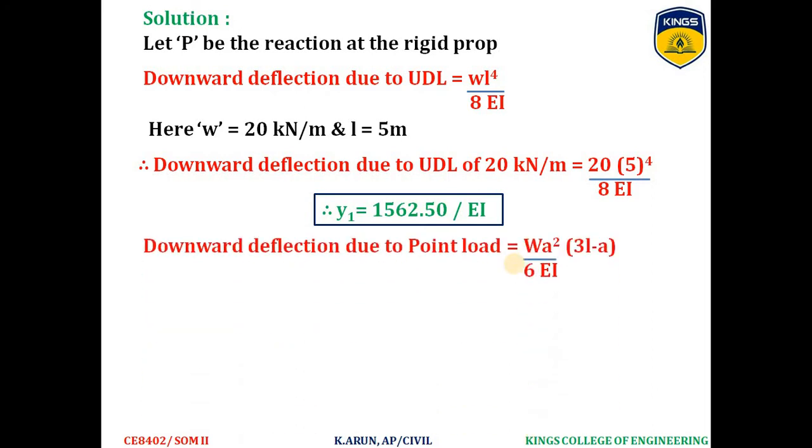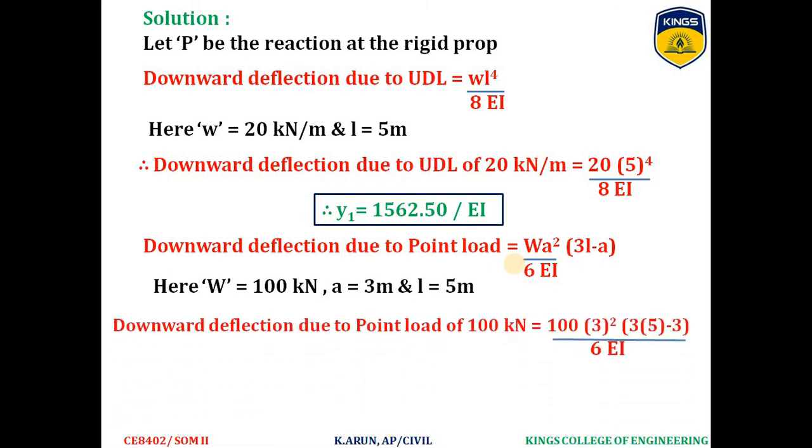Next, I am going to calculate the downward deflection due to point load. So the formula is WA square by 6EI into 3L minus A. So here W is 100 kilonewton, A is 3 meter and L is 5 meter. So I am substituting the values of W, A and L in the above formula. So W is 100 into A is 3, so 3 square, again L is 5, so 3 into 5 minus 3, divided by 6EI. On solving this, I am getting the value of downward deflection as Y2 equal to 1800 divided by EI.